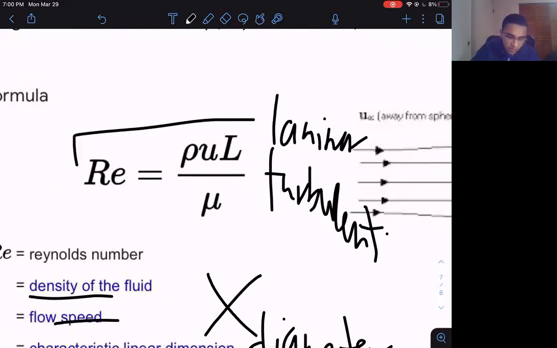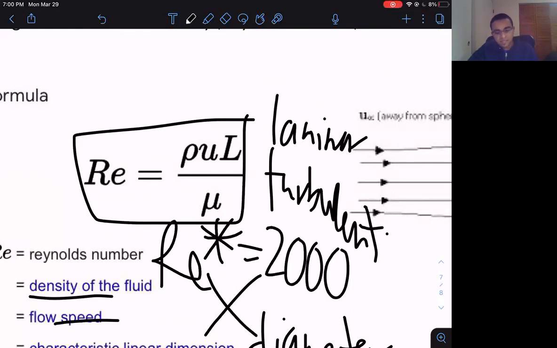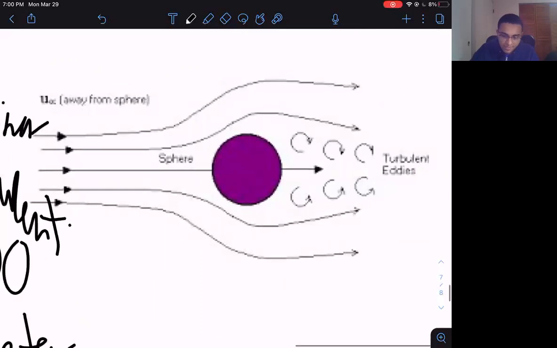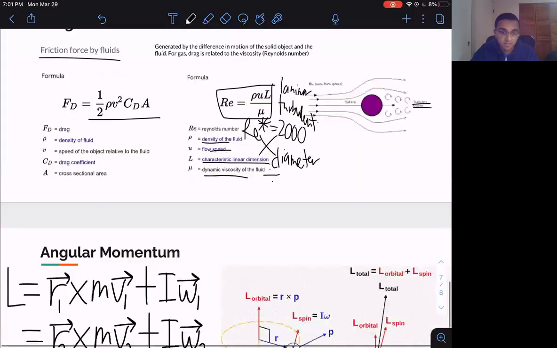So if you have low Reynolds number, that is laminar. If you have high Reynolds number, then that is turbulent. And so your critical Reynolds number, you could say, would be 2000, right? Anything below 2000 is laminar, anything 2000 or above is turbulent. And here's a cool visualization of a sphere. You can have some turbulent eddies right here, and then the currents, right? You can have them in air or in water, or you can have different turbulent fluid flows, like in a jet engine, for example.